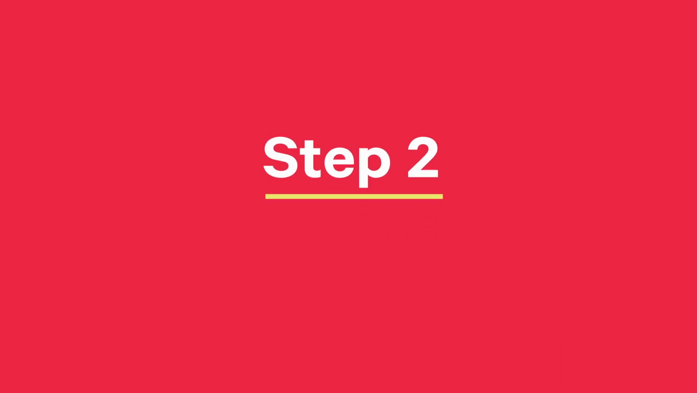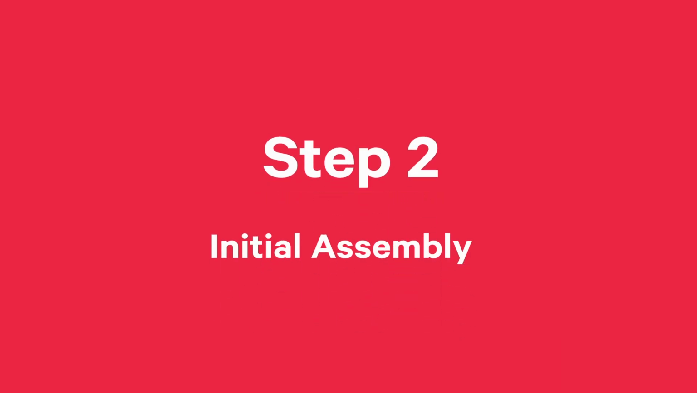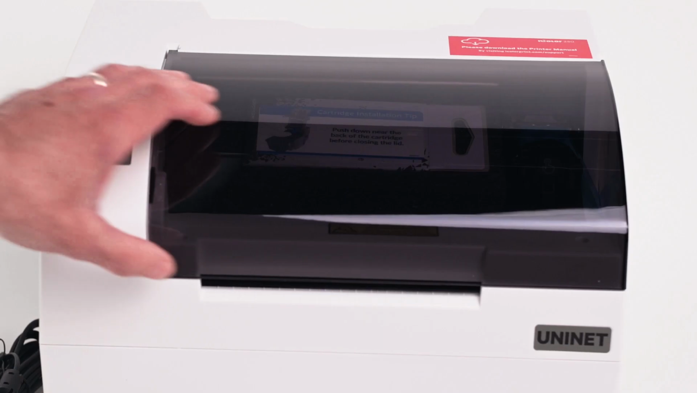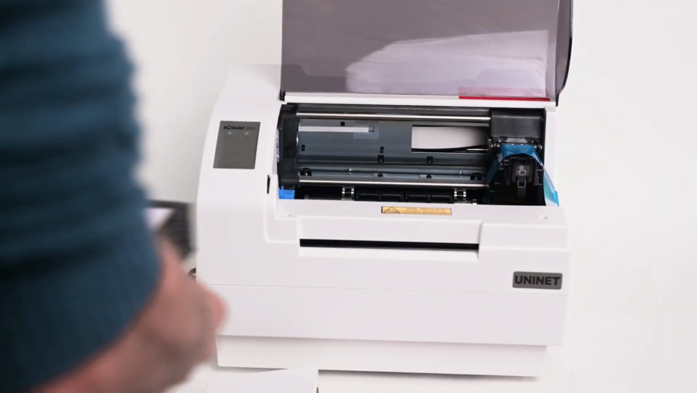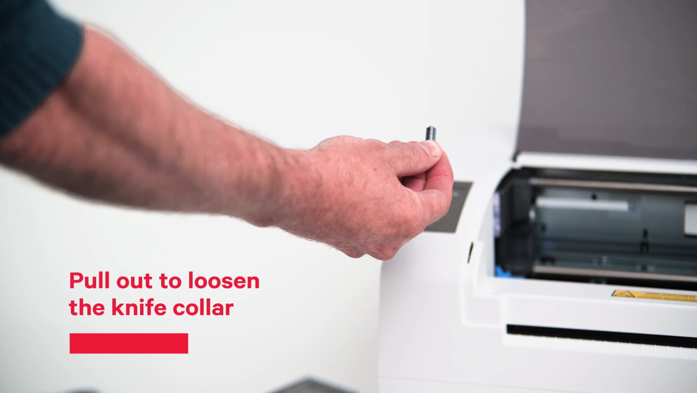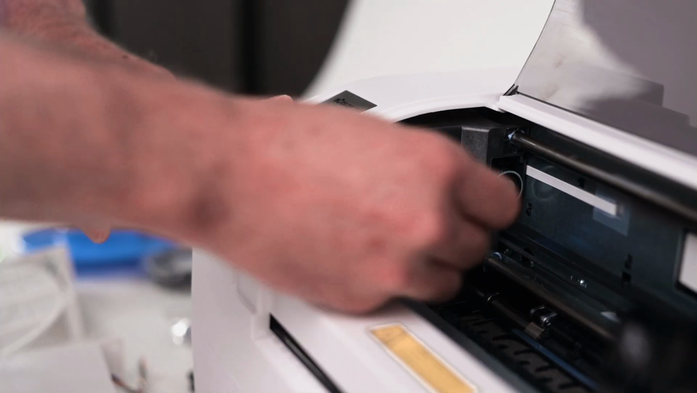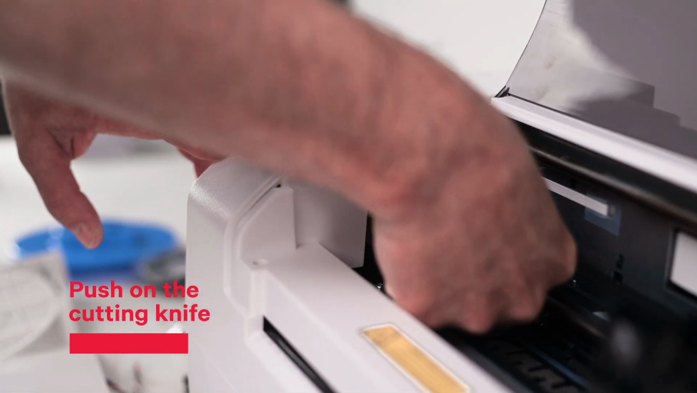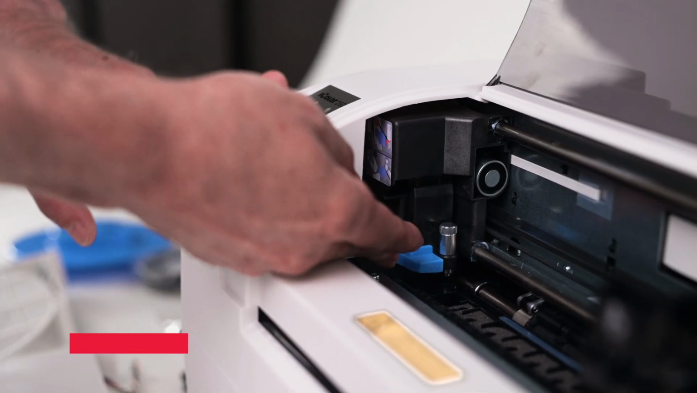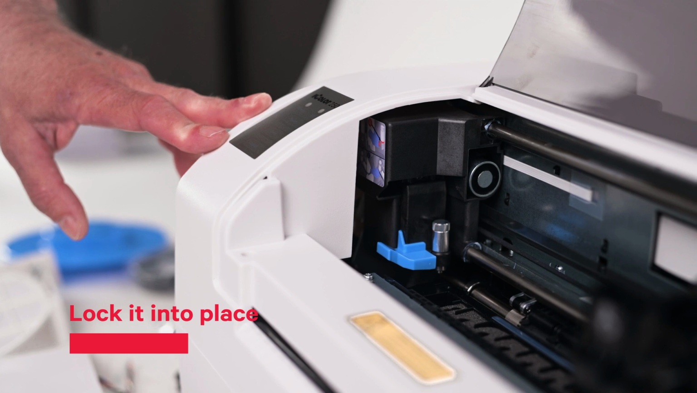Step 2. Initial assembly. Now, some light assembly is required before operating the printer. Open the printer cover, remove the protective cover from the knife holder to loosen the knife collar and install the knife holder. Push on the cutting knife so it goes all the way down before pushing the collar in. Finally, lock it into place and allow it to cut.